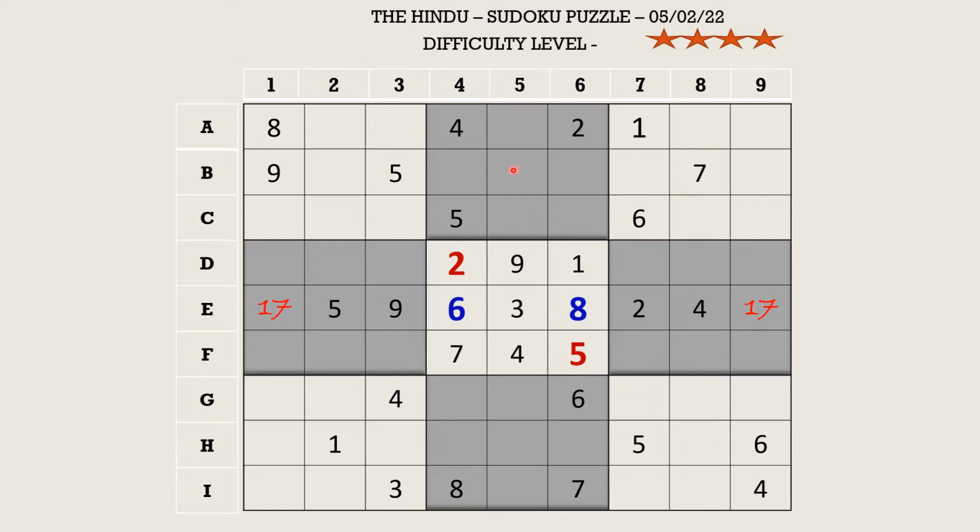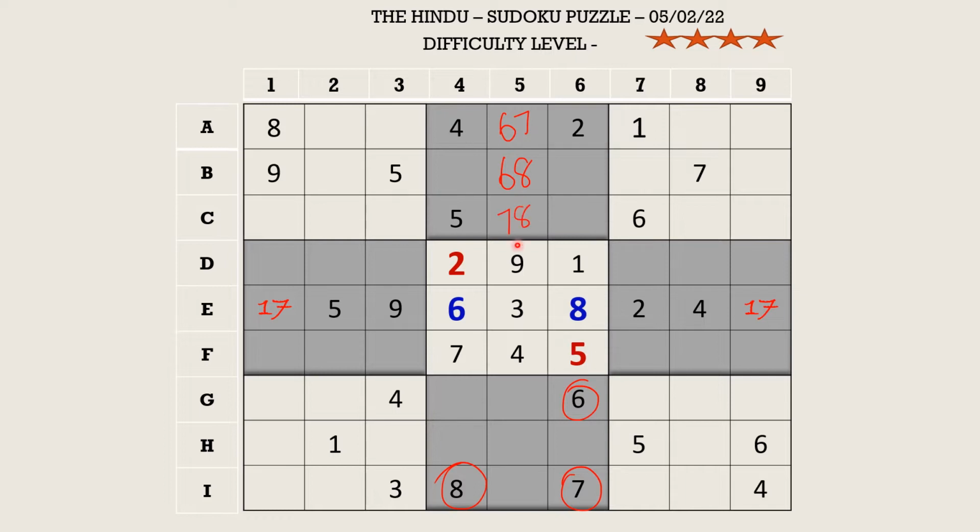In column 5, these 3 cells in the bottom are blocked by 6, 7 and 8. That means 6, 7, 8 will appear in these 3 cells. So this will actually act as a triplet. Now in A5 you have 8 blocking in A row. So this cell will take 6 or 7. In B row we have a 7 blocking. So B5 will take 6 or 8. And there is a 6 in the row, so C5 will take 7 or 8.